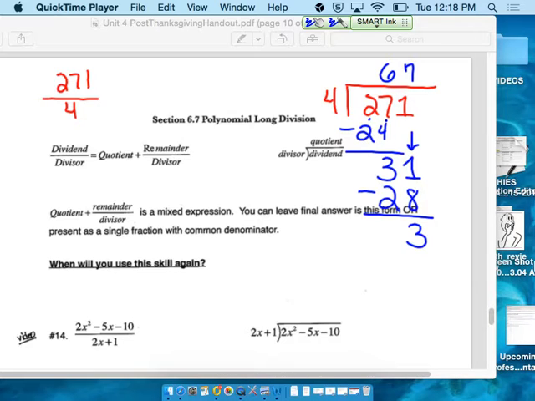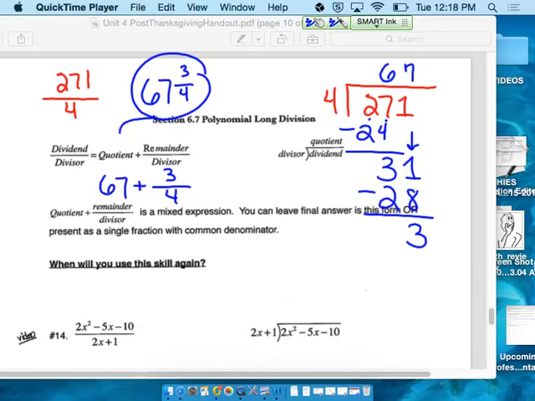So to match this up with the vocabulary, my quotient would be 67, my remainder is 3, and my divisor is 4. Or you probably would have presented the answer in 5th grade like this, 67 and 3/4. But really, this is what you were doing. So let's take this thought process and apply this to polynomials.